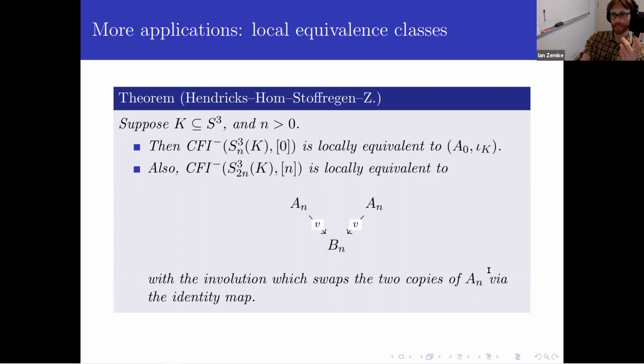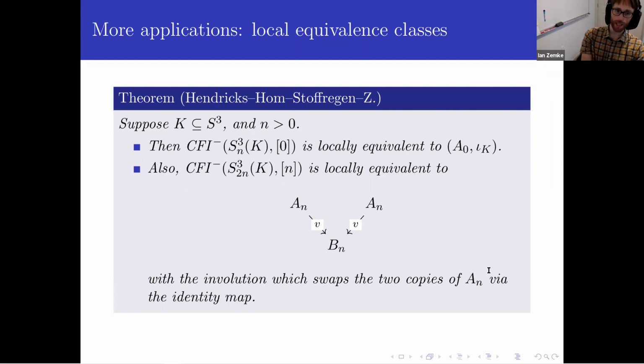And then the other one is in the half spin C structure. We're actually able to also give a formula for it. It's slightly bigger, but you also don't need to pick any extra data. So the involution is locally equivalent to 2 copies of A sub n and 1 copy of B sub n. The differentials are the canonical inclusions.